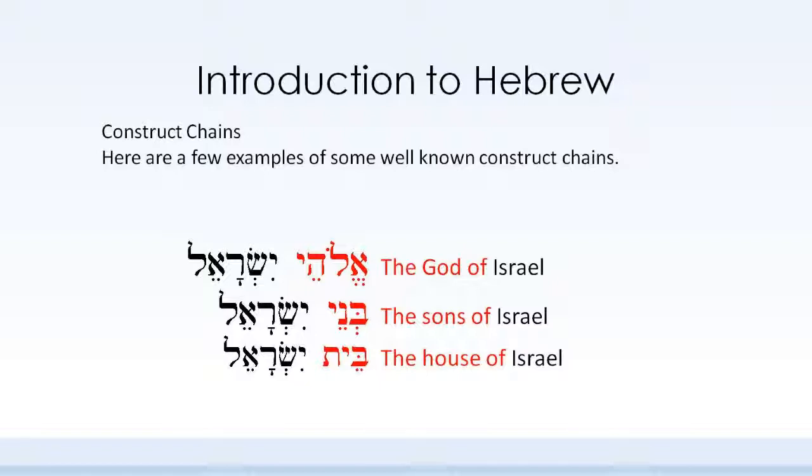Here are a few examples of some well-known construct chains. The first is Elohei Yisrael, the God of Israel. Bnei Yisrael, the sons of Israel. And Beit Yisrael, the house of Israel.